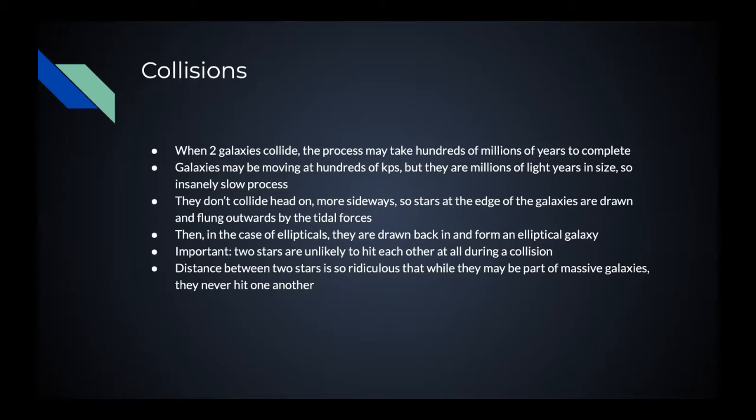So what this means is that the stars at the edges of the two galaxies are drawn out into massive, huge orbits, and then they're just flung completely outside into the outer reaches of this new galaxy by the gravitational forces, or the tidal forces here. Okay. And then in the case of ellipticals, what happens is that eventually their mutual gravity starts to pull all the stars and stuff back together, and they form an elliptical galaxy. This is usually what happens.